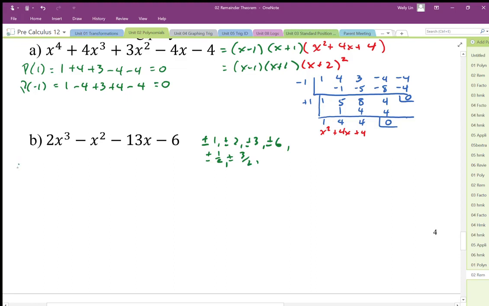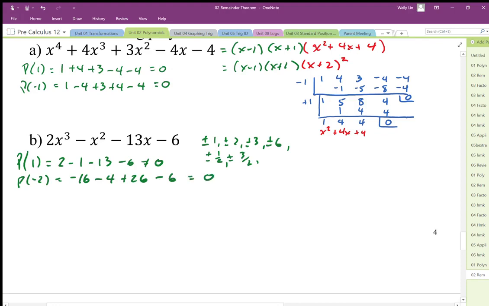So I'm going to test. I'm going to go P of 1. That's the easiest. 2 minus 1 minus 13 minus 6. That's not equal to 0. So I need to test another one. I think maybe 2 is going to be one I need. Well, let's see. Let's try negative 2. So we're going to end up with negative 16 minus 4 plus 26 minus 6. I think that's going to give us our 0, isn't it? Negative 20, yeah, that's going to give us our 0.